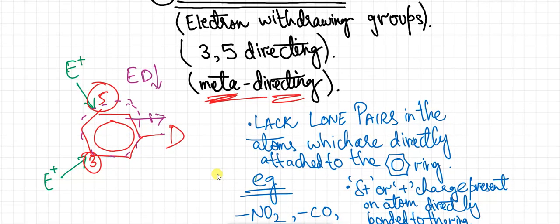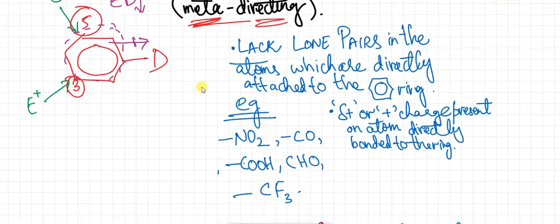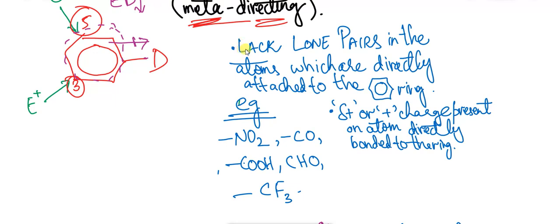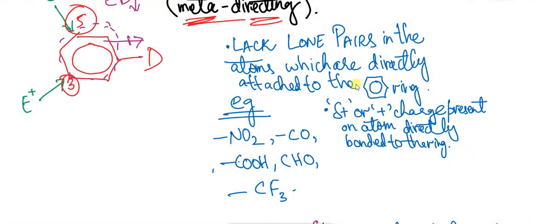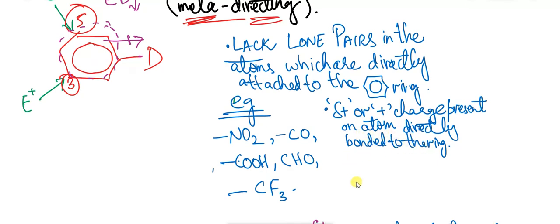A shortcut to identify deactivating groups is that all the deactivating groups will lack lone pairs. Basically, the atom which is directly attached to the benzene ring will not have lone pairs of electrons attached to it. And the atom which is directly attached to the benzene ring will have either a partial positive charge or a full positive charge present on the atom which is directly bonded to the ring.